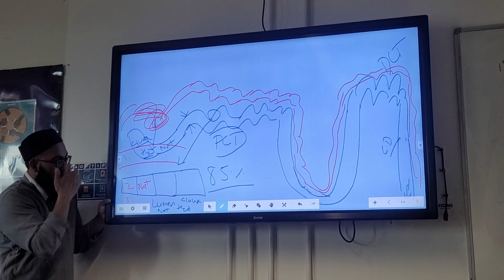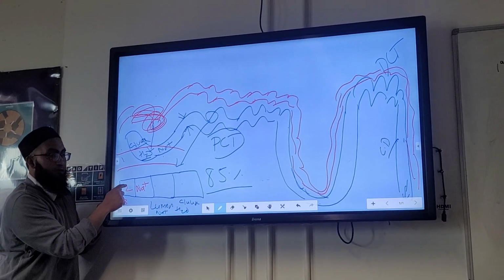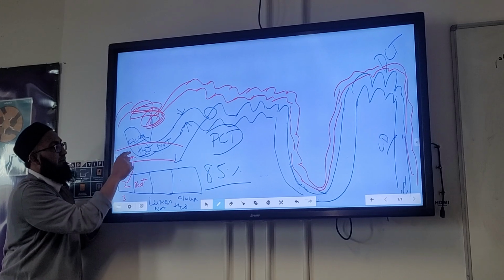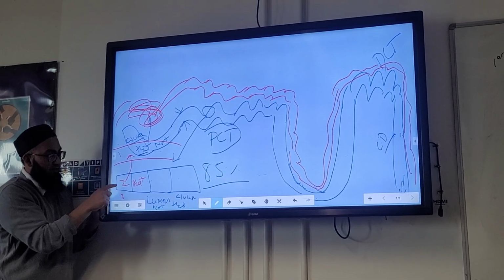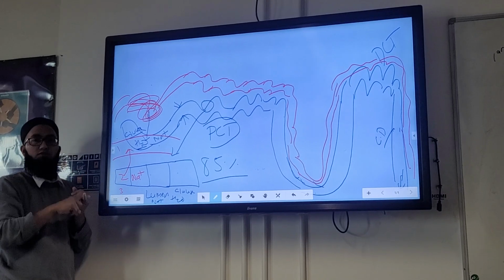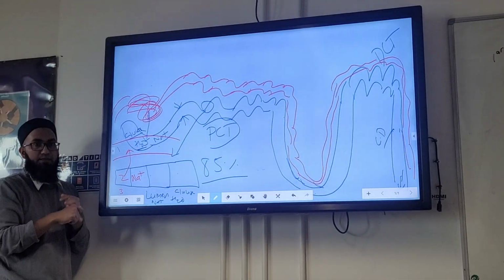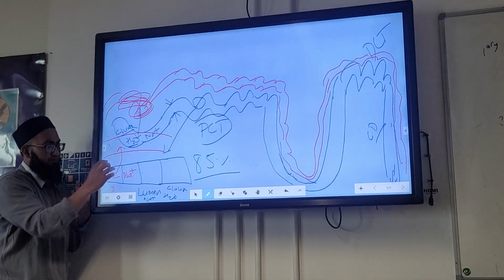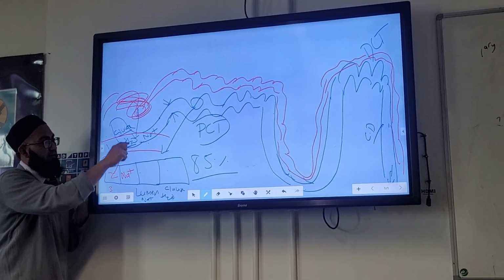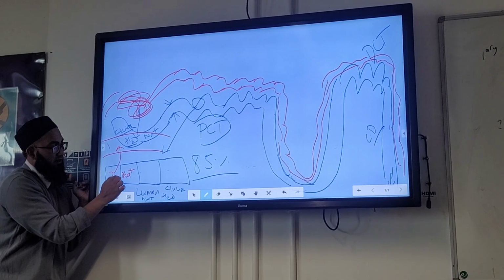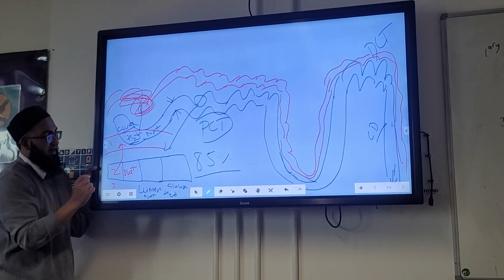So what happens first is sodium is actively pumped into the blood vessel. So that requires ATP. So the epithelial cell has lots of mitochondria as an adaptive feature, and it's got a large surface area as well to allow it to pump sodium. So sodium is pumped out from here to here by active transport.